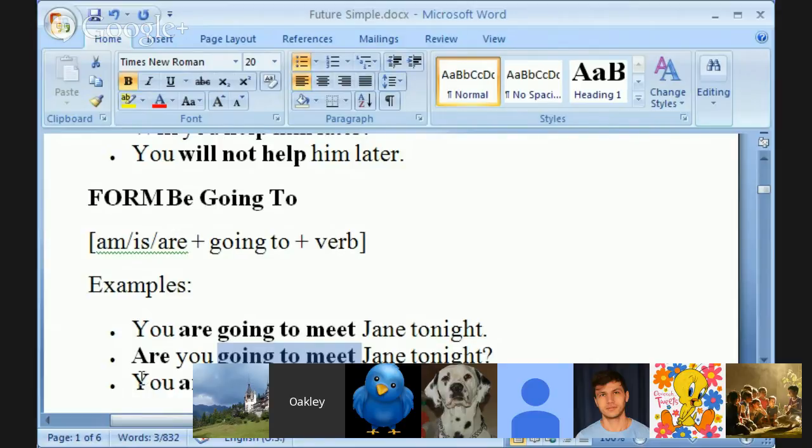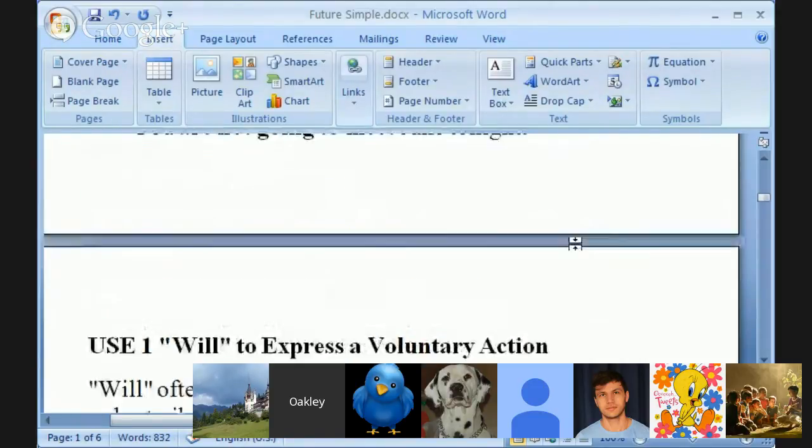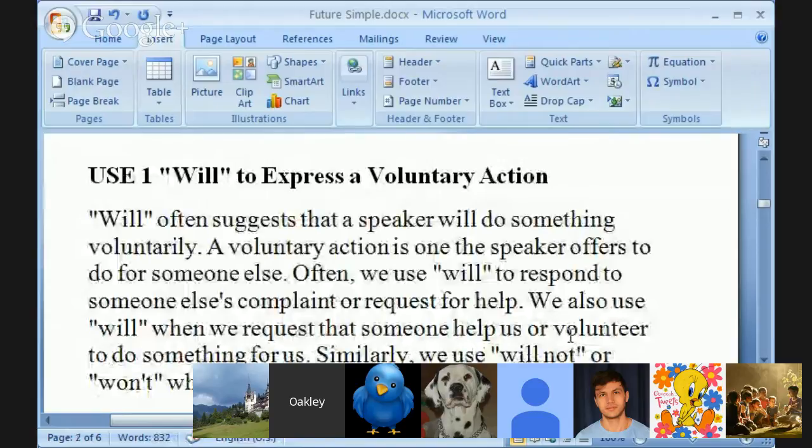Okay, simple enough. And then the not, again, the first auxiliary is important because not will follow it. You aren't going to meet Jane tonight. Okay, contracted, the normal spoken form, you aren't. Okie doke. Now, so much for the form. Let's move on to how we use the simple future.